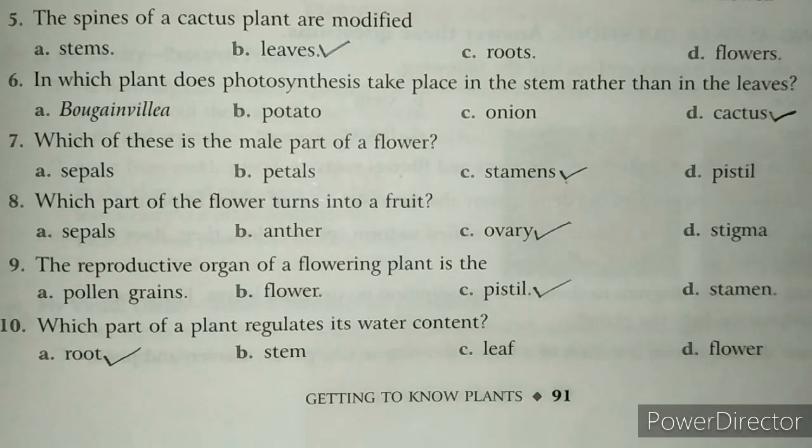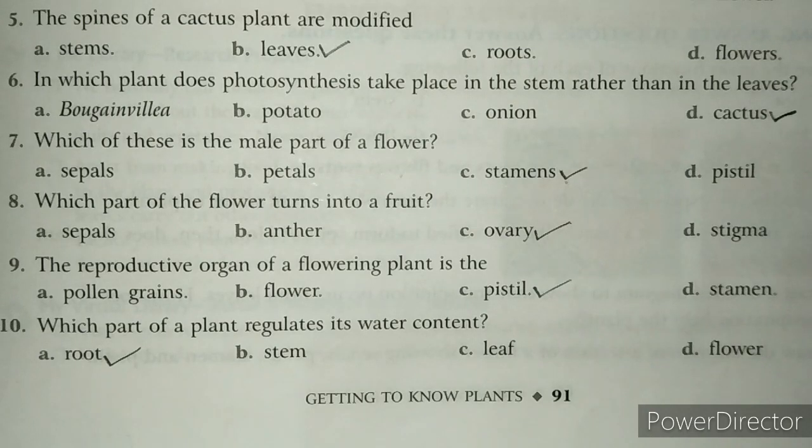So the eighth question we have: which part of the flower turns into a fruit? Sepals, anther, ovary and stigma. So ovary is the right answer. The ovary turns into a fruit and its ovules change into seeds. Sepals do not undergo any change. Even the anther doesn't change, it just fuses with the ovules, and stigma is a part of the pistil, right?